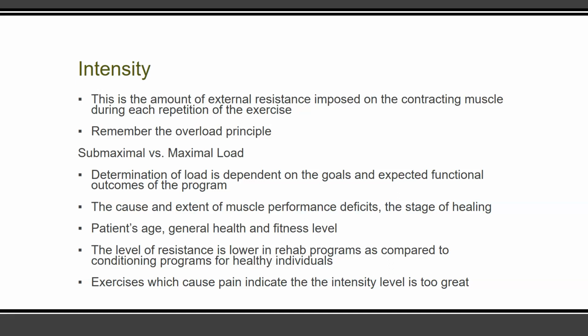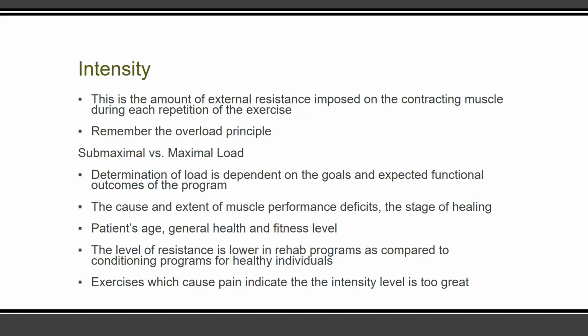Determination of load, as I said, is dependent on the goals and expected functional outcomes. The cause and extent of muscle performance deficits and the stage of healing also influence intensity. So where are they at in the stage of healing? How much damage or problem is there with the contracting muscle you want to work? The other thing we have to think about in intensity is the age of the patient, their general health, and their fitness level when they're starting out in this program.